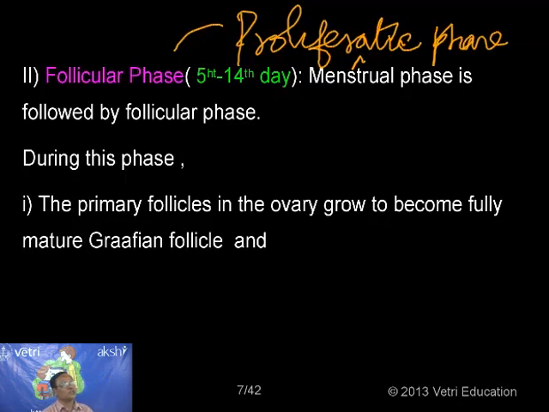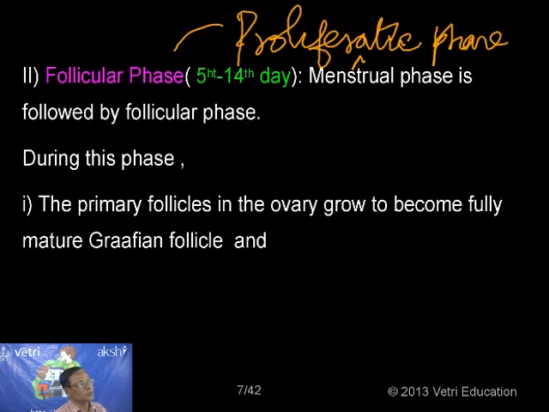The primary follicle starts developing. I mentioned that during the oogenesis process we have primary, secondary, tertiary follicles, and finally the mature follicle, the Graafian follicle. So the primary follicles in the ovary grow to become a fully matured Graafian follicle, inside which the developing oocyte is also growing. It is ready for the ovulation process, the next stage. So number one, the striking change happening in the ovary is the growth of the primary follicles.